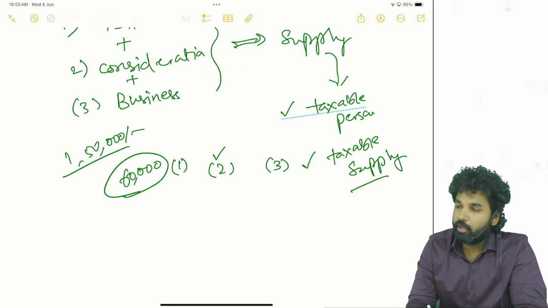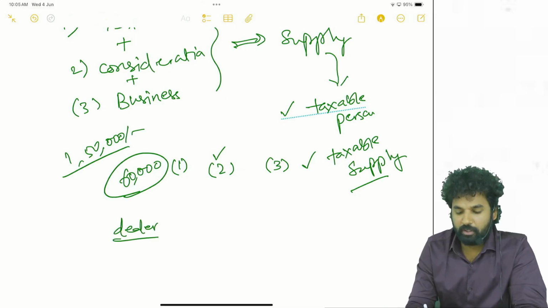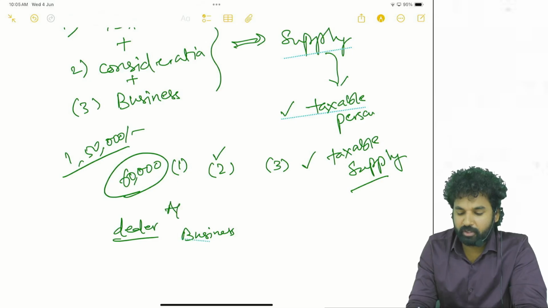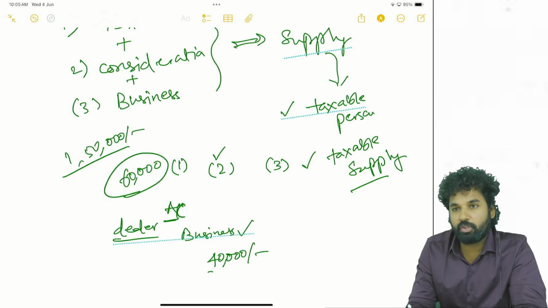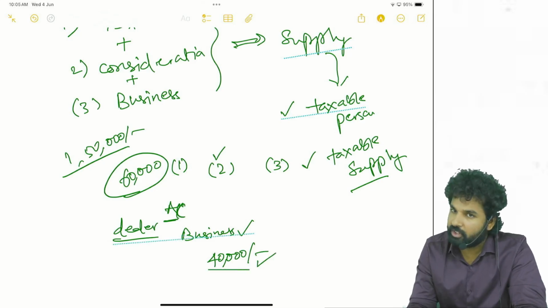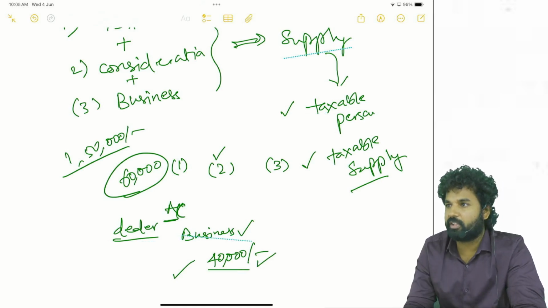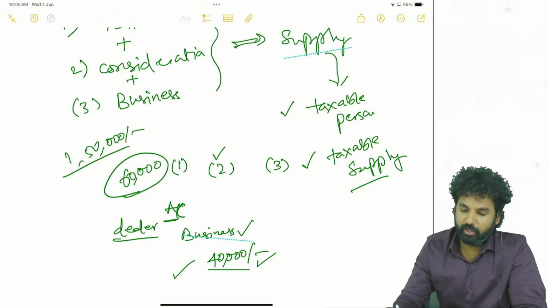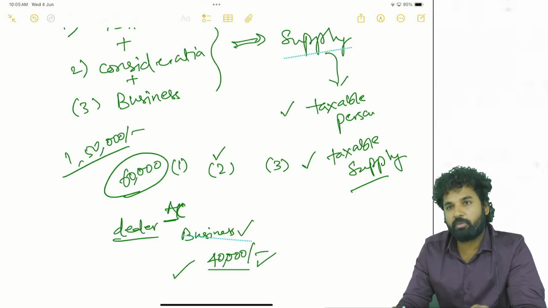Let's say a dealer is there, that means he is doing business. An AC dealer is selling an AC for 40,000 rupees. That means he is dealing in goods. There is consideration, in the course or furtherance of business. All the conditions are satisfied. That means it is a supply, and then it will be taxable under GST.